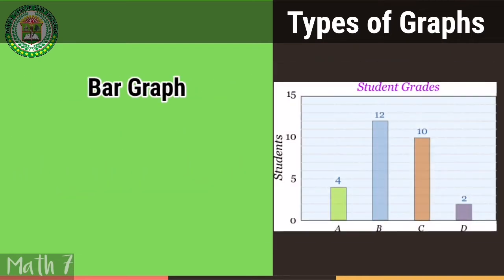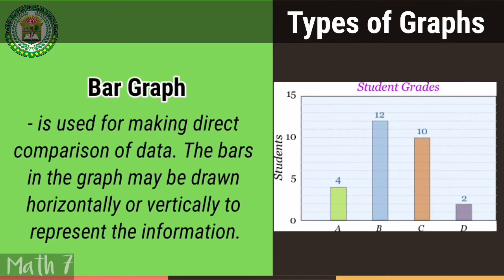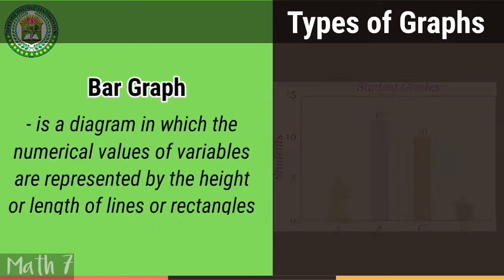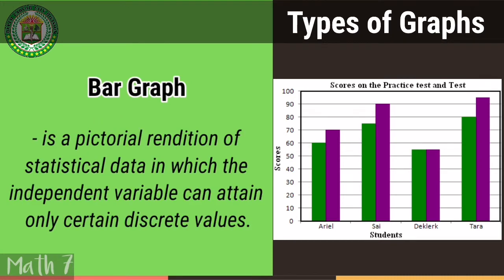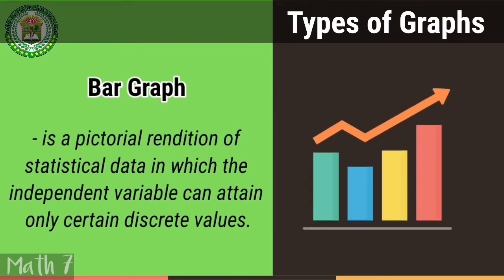For the bar graph, it is used for making direct comparison of data. The bars in the graph may be drawn horizontally or vertically to represent the information. It is a diagram in which the numerical values of the variables are represented by the height or length of the lines or rectangles of equal width. It is a pictorial rendition of statistical data in which the independent variable can attain only certain discrete values.